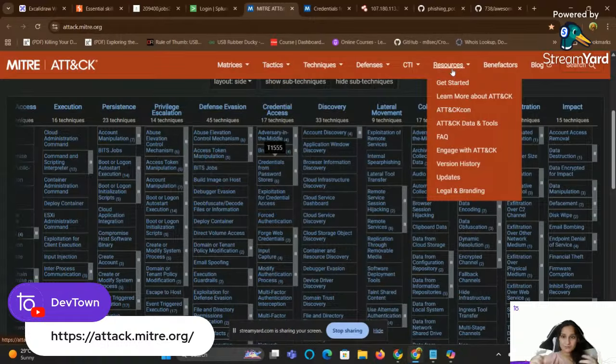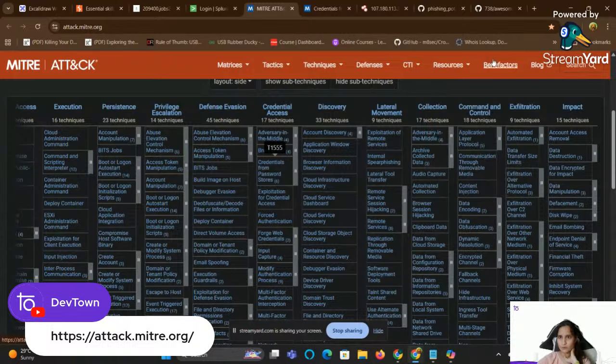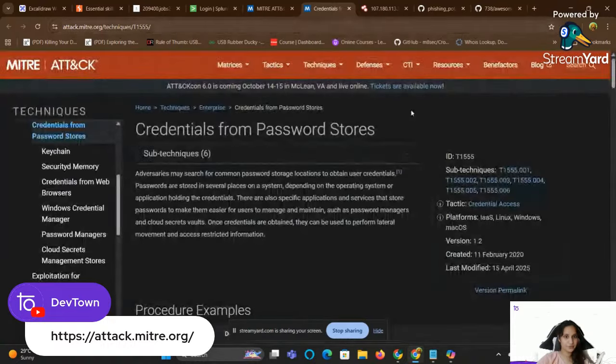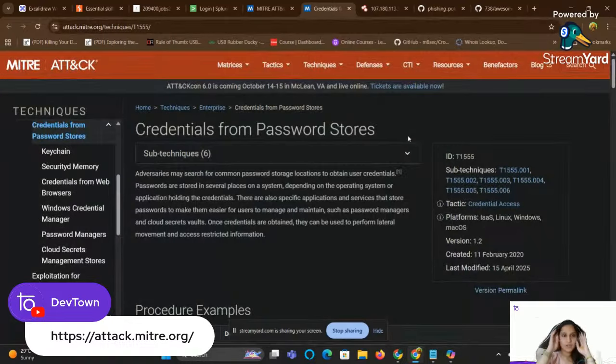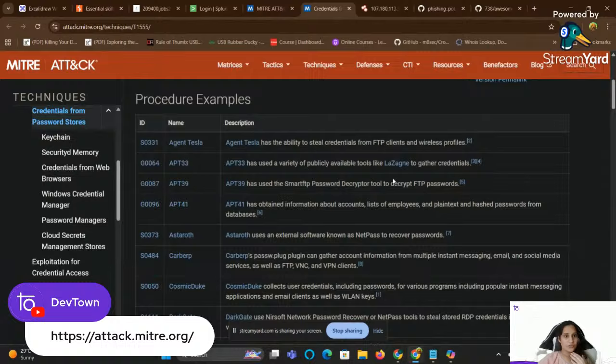So here we'll see one of them. Just a second, let me open it up. I have opened up Credentials from Password Stores. You can see over here it states that this is the name of a particular agent: Agent Tesla has the ability to steal credentials from FTP clients and wireless profiles. So you can use this to perform an attack, or if you're trying to exploit some vulnerability as a pen tester, guys.